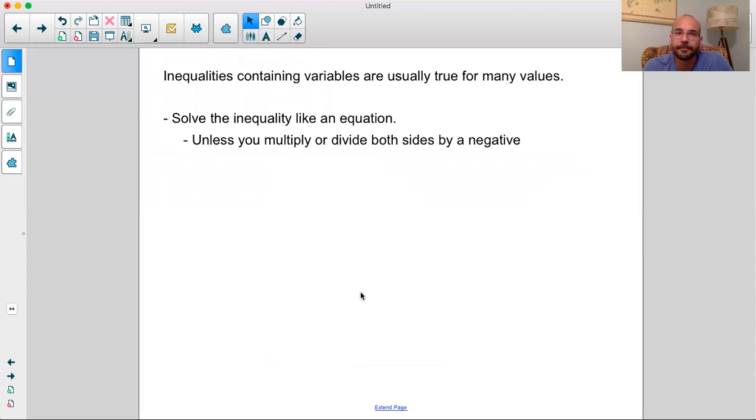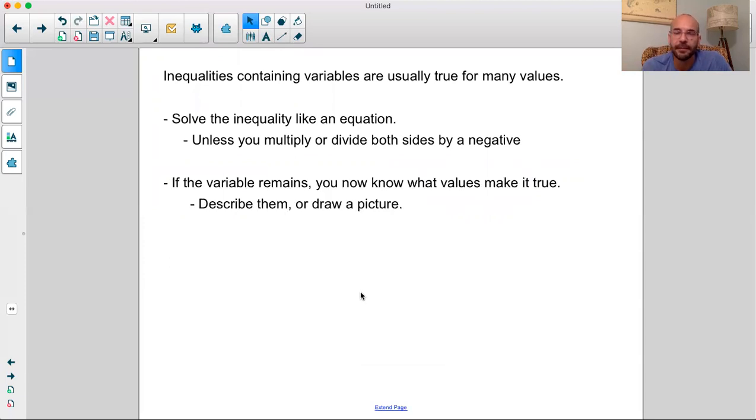So here's our summary. Inequalities containing variables are usually true for a lot of values like we just saw. So go ahead and solve the inequality like any equation, unless you multiply or divide both sides by a negative. We know that reverses the inequality. And if a variable remains like in the one we just saw, you now know what values make it true, and you can describe them, or you can draw a picture. So you can just give the description, any number less than -8, or you can draw the picture.